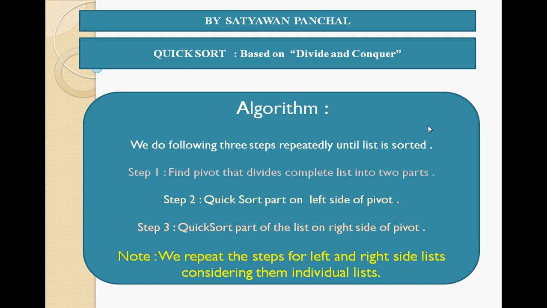Step 2: quick sort the first part, that is on the left side of the pivot. Step 3: quick sort the part of the list that is on the right side of the pivot. Note, we repeat the steps for the left and right sides, considering them as individual lists. Now how will we do this? We'll come to this slide again and see how we will be doing this.